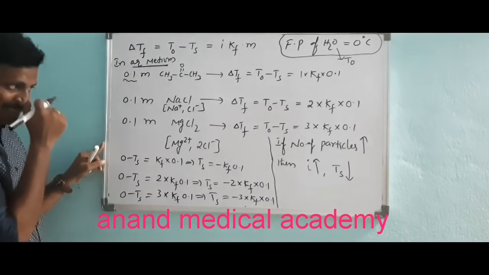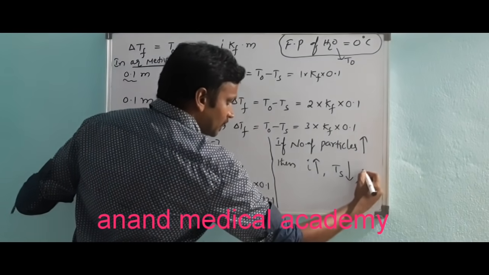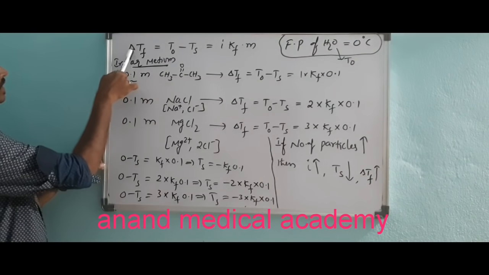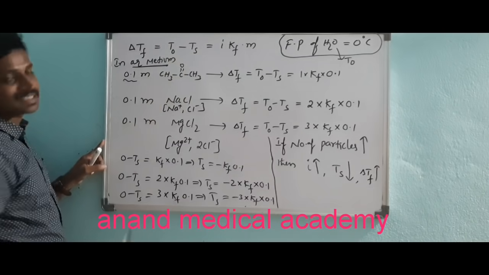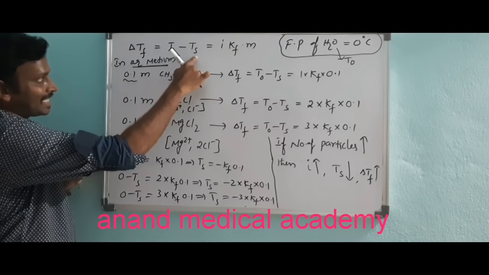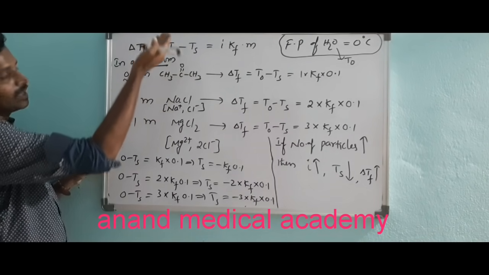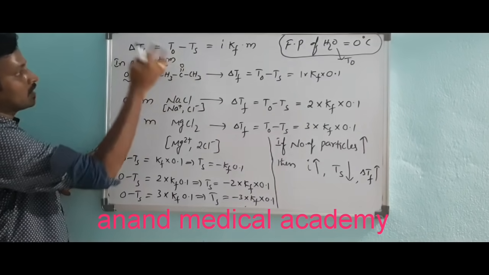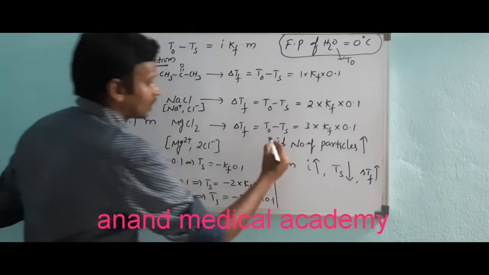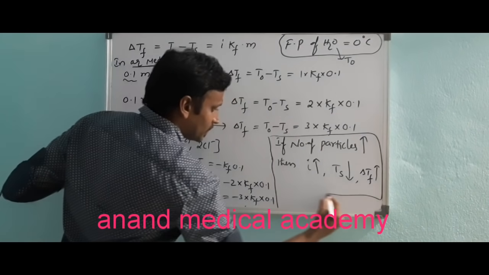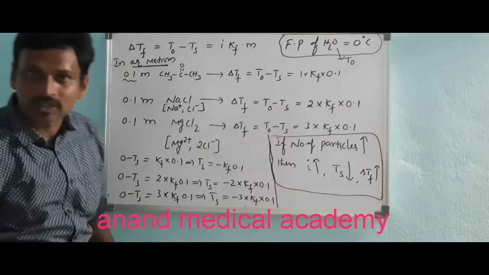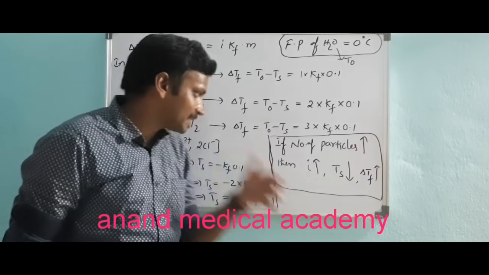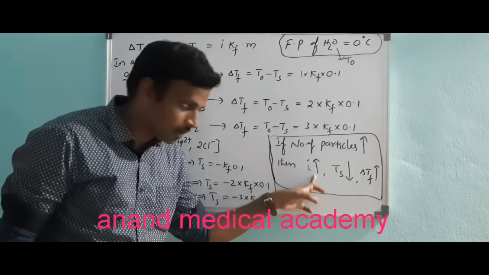Of course, delta Tf will increase because delta Tf is equal to T naught minus Ts. Ts value is less, so the delta Tf value will increase. What you are subtracting is less, so delta Tf value increases. This is very clear, last and final. Just don't get confused. Listen carefully: if number of particles increases, then i value increases, no doubt.